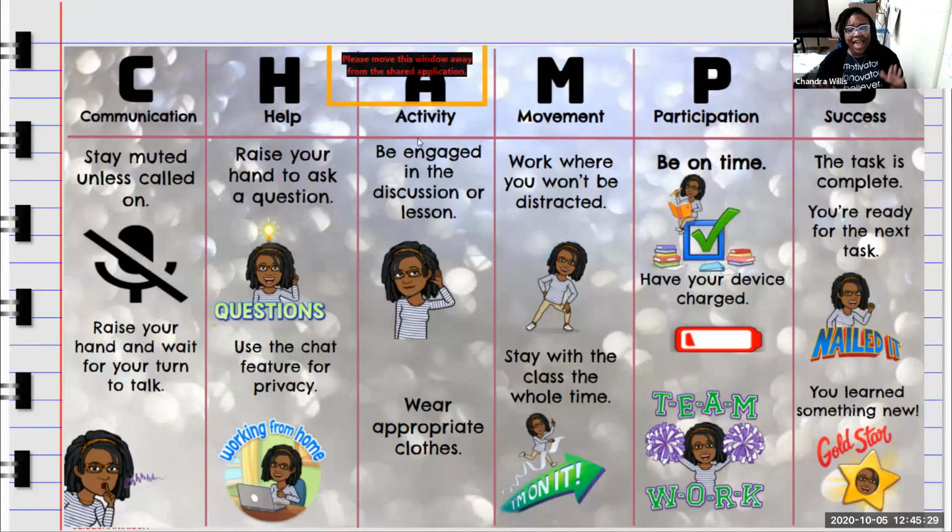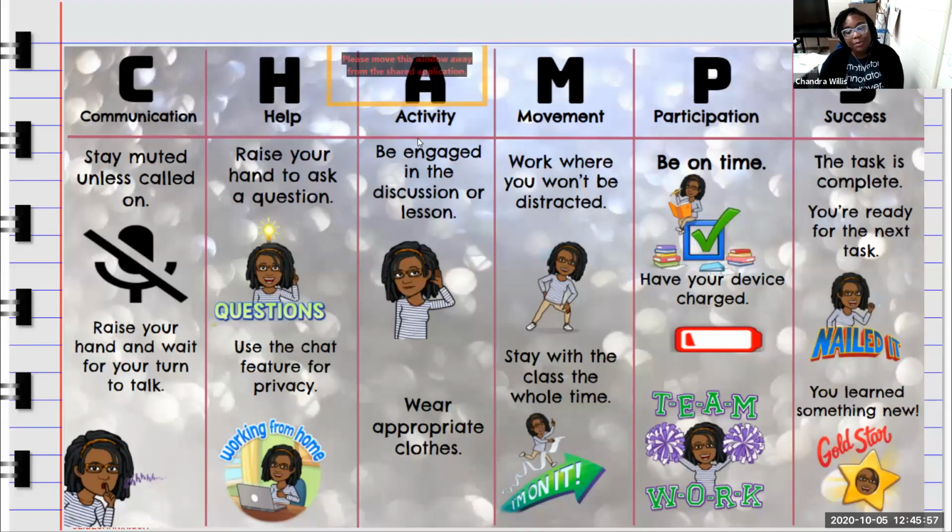Activity is the A, and our activity is being engaged in the discussion. Remember, why are we supposed to be engaged in the discussion? You can yell it at the camera. Don't unmute your mic. We're supposed to be engaged because it helps us learn, right? We have to learn the material. So if we're not engaged and paying attention and participating, then we're not going to learn.